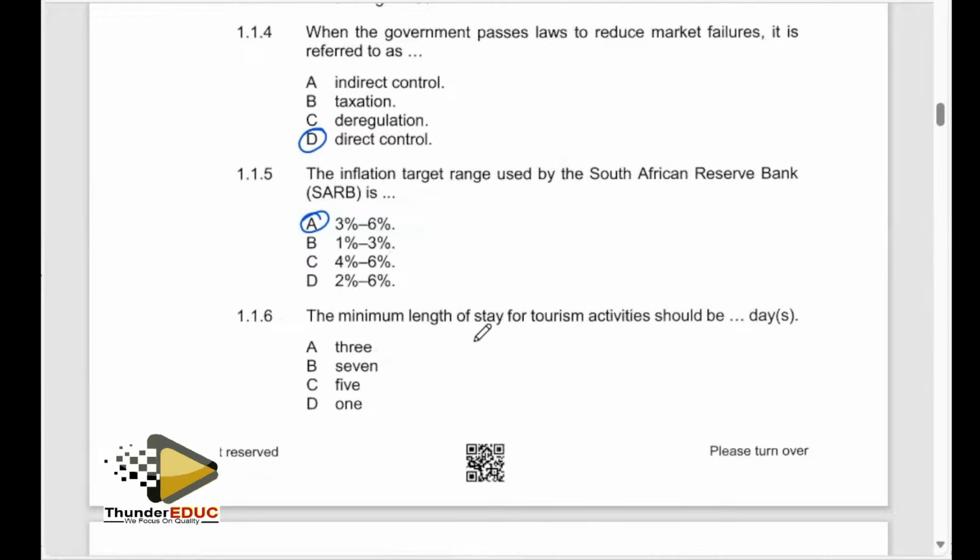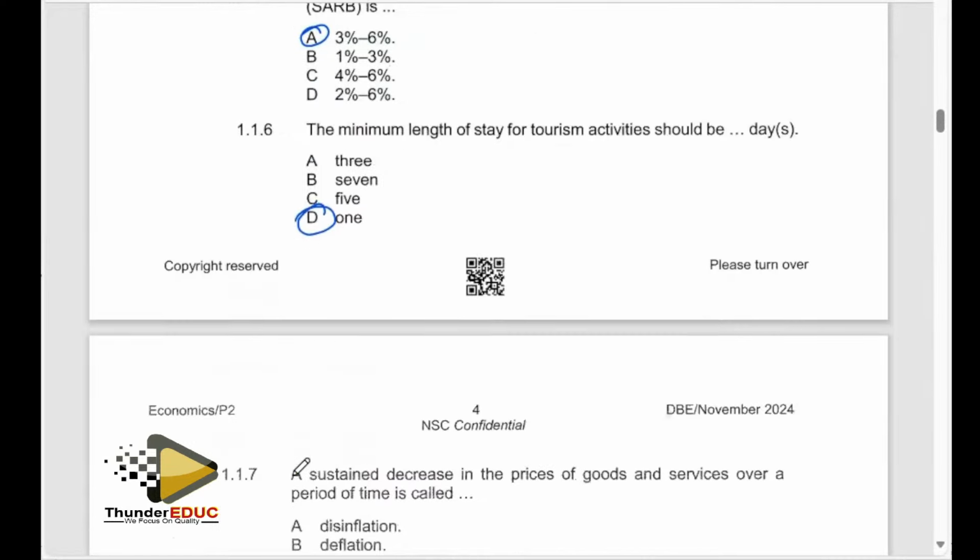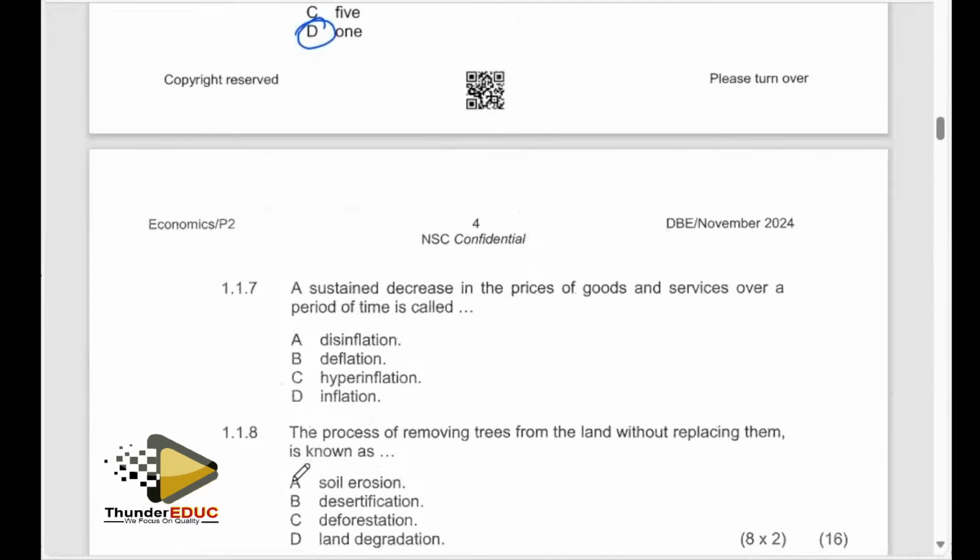So now let's move on to question 1.1.6. The minimum length of a stay for tourism activities should actually be a day. Okay, right. So now let's move on to 1.1.7. So now 1.1.7 reads as follows.